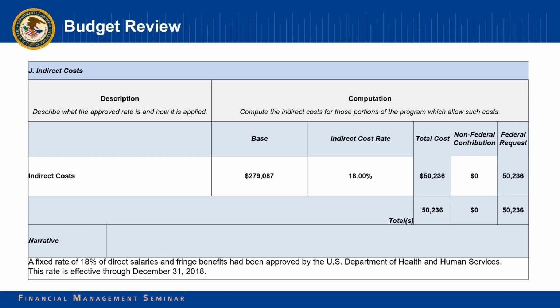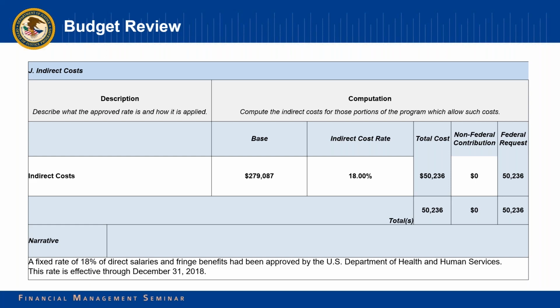If you include indirect costs and your indirect cost rate agreement that you have attached is not current, what's going to happen is that funding that you have budgeted in indirect cost category will be put on hold until you provide a current indirect cost rate agreement.